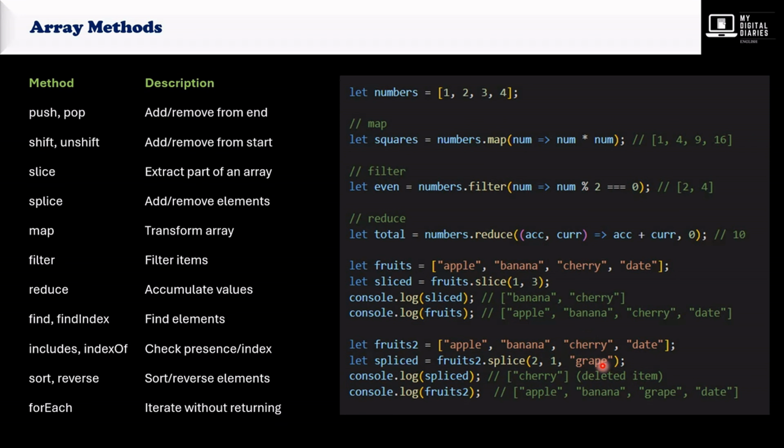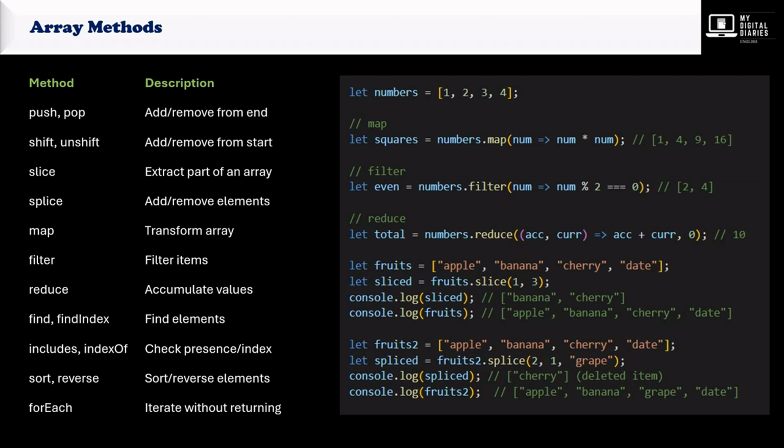Okay. And then you have given a third argument, which is grape. So what does it mean? You start deleting the items from index 2, the number of elements to be deleted is 1, and replace that with this grape. So now if you say splice, it will show you cherry, because you will have only 1 item in that, but it also updated the fruits too. Your original was apple, banana, cherry, date. It removed cherry and updated it with the grape. So this is how splice works.